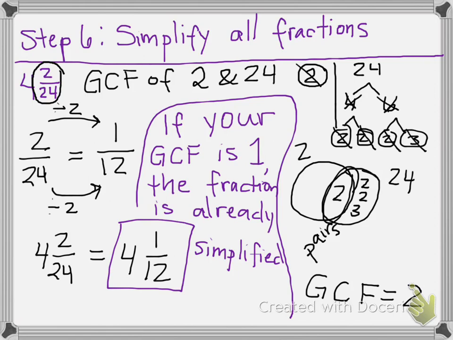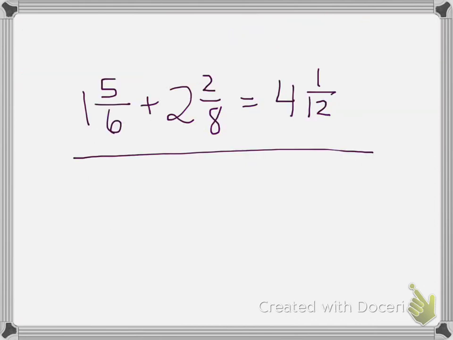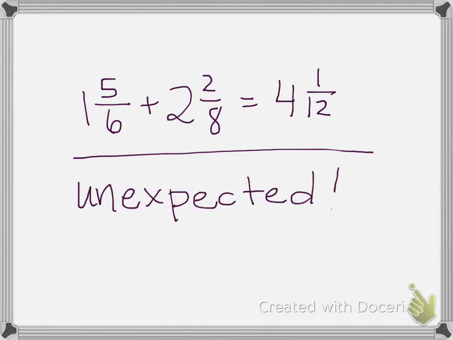Now, if your GCF is 1, that means the fraction is already simplified. It is already in simplified form. So you'll see that 1 and 5/6 plus 2 and 2/8 equals 4 and 1/12, which I think was totally unexpected. We have to go through all of these steps to find the correct answer.